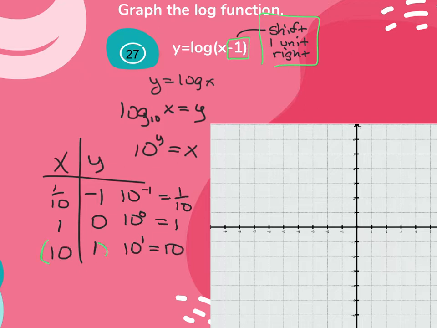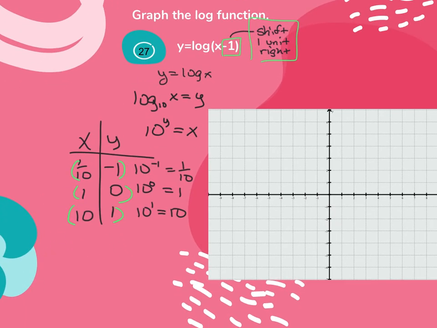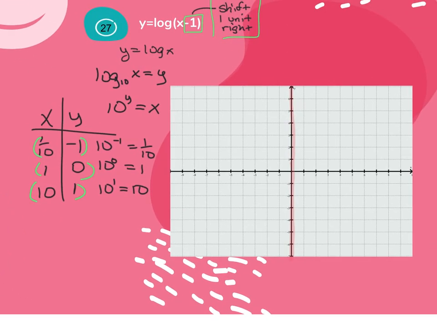So now we can graph these ordered pairs. And then we're going to shift them all 1 unit to the right, as well as shifting our asymptote. So we have our vertical asymptote here, which is the y-axis. I'm going to graph these 3 ordered pairs. Got the 1/10 and -1. The 1, 0, and then the 10, 1. So here is the original log function without the shift.